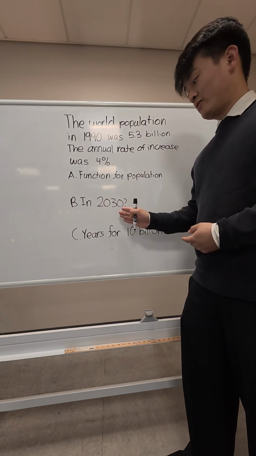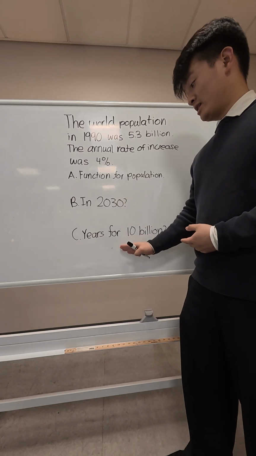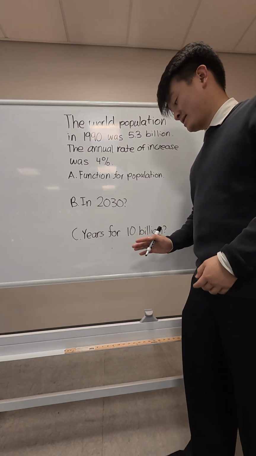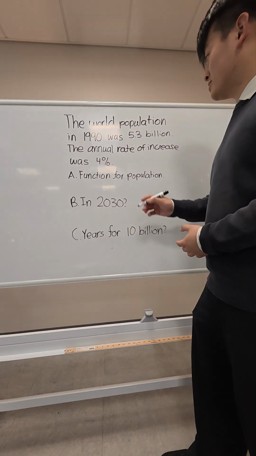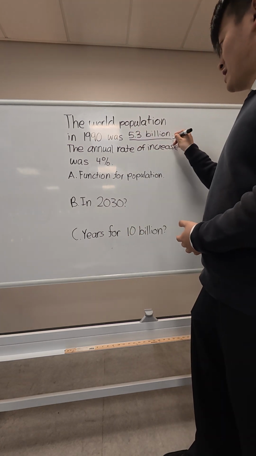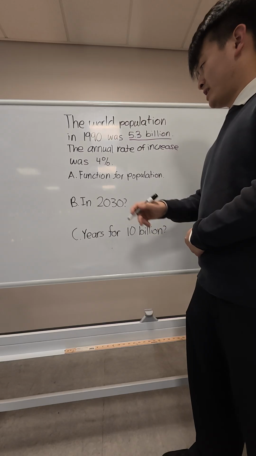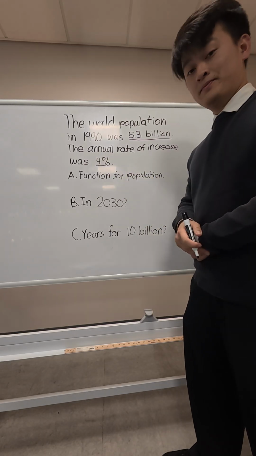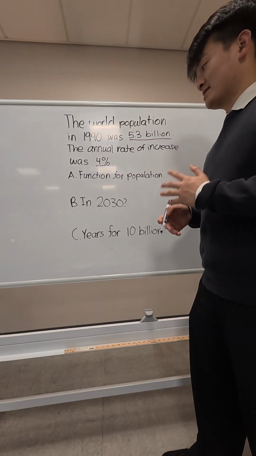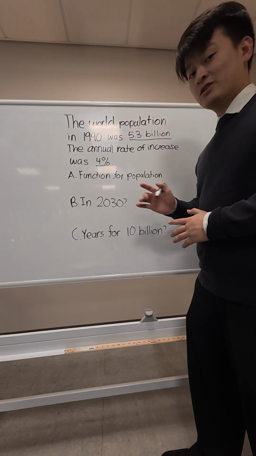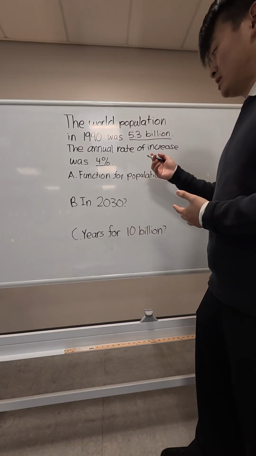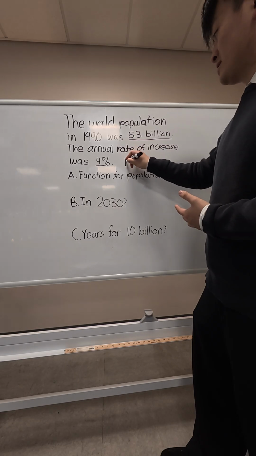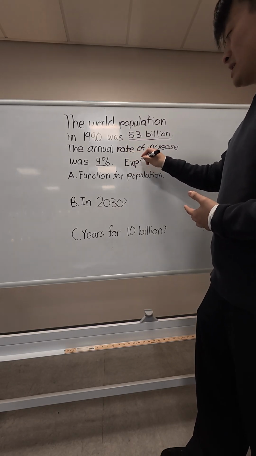Find the function, find what happens in 2030, and then the years or how much time has passed for 10 billion. I think it helps us to obviously underline this. So clearly I have to start off with 5.3 billion. Then I have to underline 4%. Now, because of these different facts, I have to ask myself, well, what is this function? The whole essence of this is what we call an exponential, right? So if I had to write an exponential function, what would that look like?